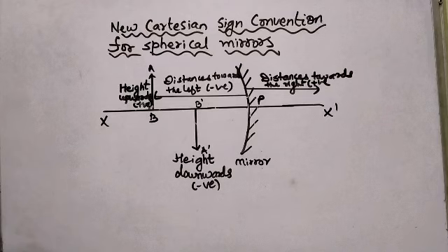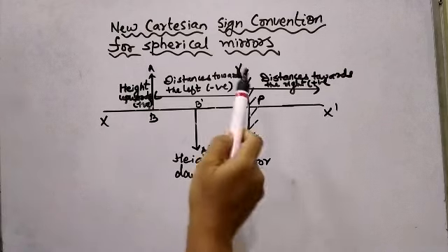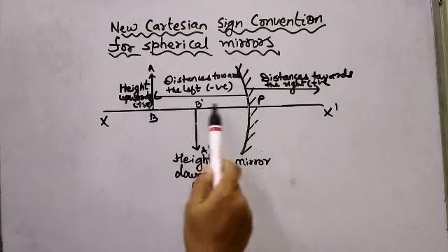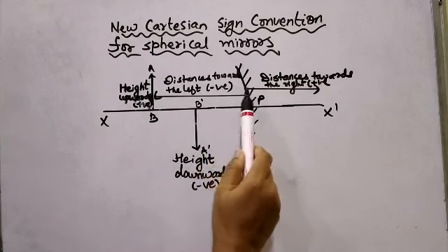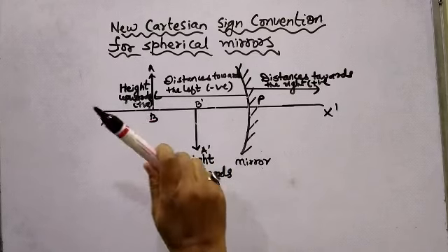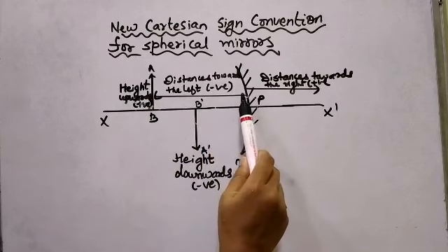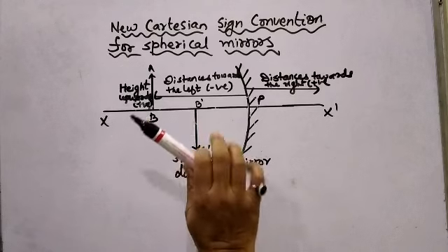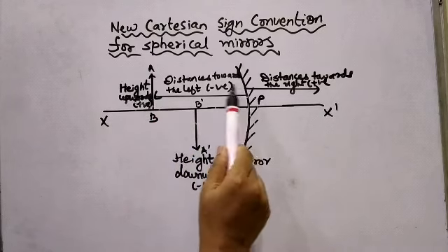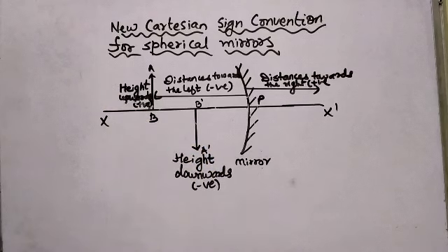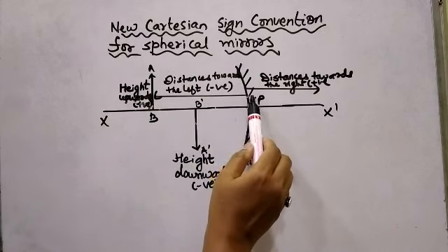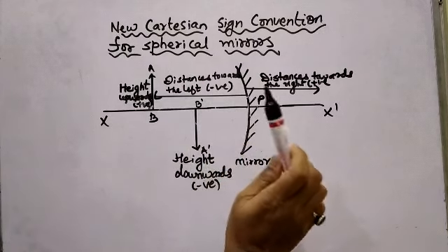The second sign convention says that all the distances which are parallel to the principal axis, this is your principal axis, should be measured from the pole of the mirror and not from the object to the pole. It should be measured from the pole to the object. So the second sign convention states that all distances which are parallel to the principal axis are to be measured from the pole of the mirror.